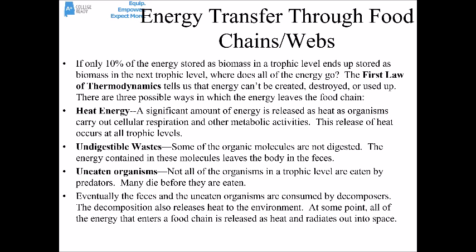There's also some organisms in a level that don't get eaten. Not every plant gets eaten, for example. So there's still calories, there's still energy in those organisms that die before they're eaten. Eventually, the feces and the uneaten organisms are consumed by decomposers. Heat gets released, and at some point, all the energy that entered the food chain as light leaves the food chain as heat and radiates back out into space.